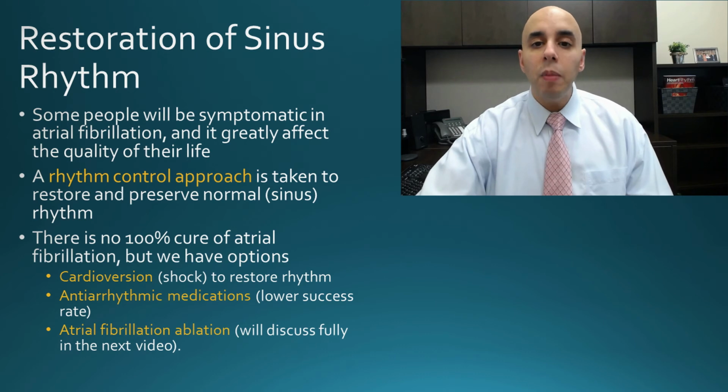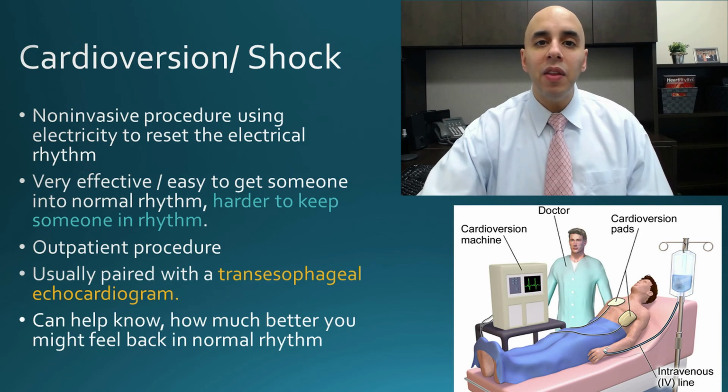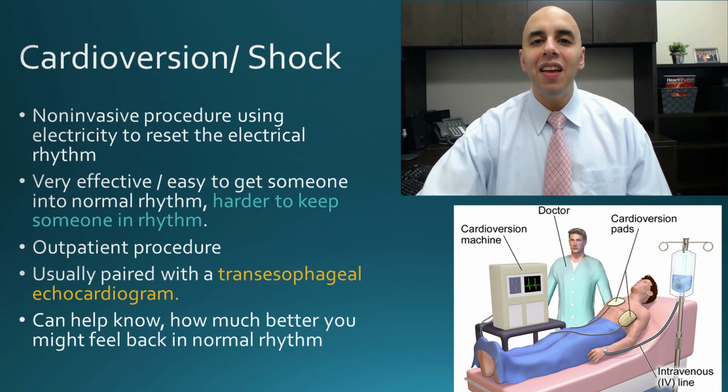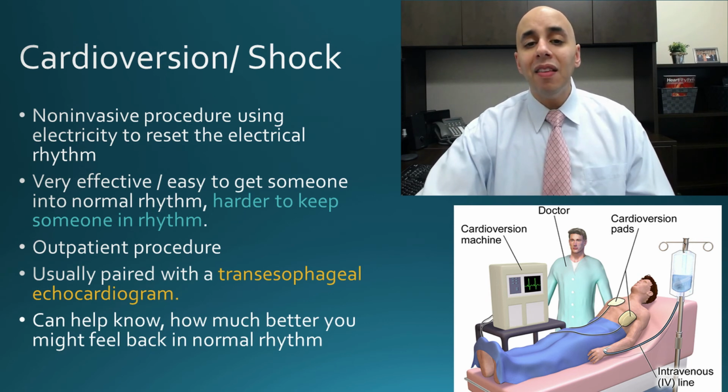The cardioversion, we may recommend that. That's effectively a non-invasive procedure, but it does require what's called a TEE, or transesophageal echo, where they put a probe into the mouth, into the esophagus, and we make sure that there's no clot. Provided there's no clot, then we give a jolt of electricity to restore normal rhythm. And that can be useful for people who don't feel good in atrial fibrillation. And then if someone's just feeling fatigued and they're not sure, this can be very useful to compare how much better you might feel in sinus rhythm.